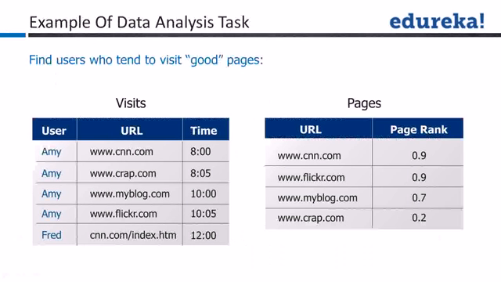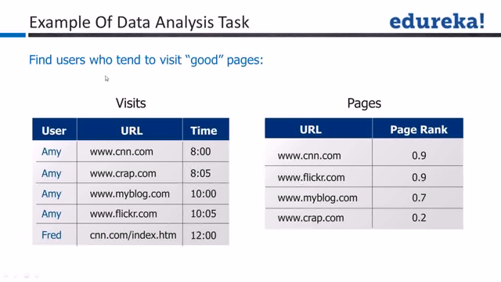Let's see one typical example of where Yahoo actually uses it. If you see here, there are two tables. You can call them tables, or this can be unstructured data as well, where we have a user, a URL, and the time at which he looked at the URL, or it could be the time he spent with the URL. And then there is a table which gives the page rank of the URL.